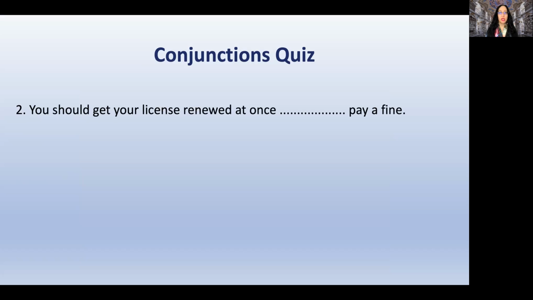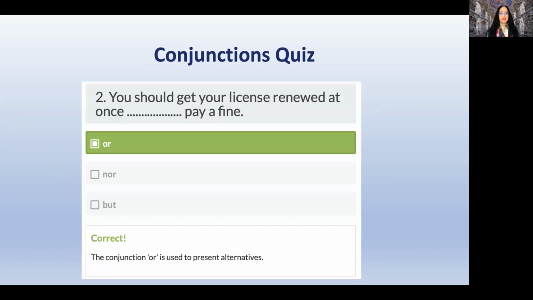Let's do number 2. You should get your license renewed at once, blank, pay a fine. Would it be you should get your license renewed at once or pay a fine? Would you say you should get your license renewed at once nor pay a fine? Or should it be you should get your license renewed at once, but pay a fine? Little tricky, right? So the answer is you should get your license renewed at once or pay a fine.